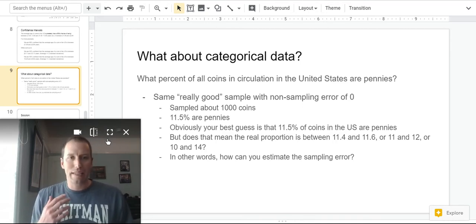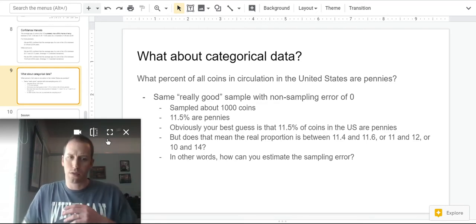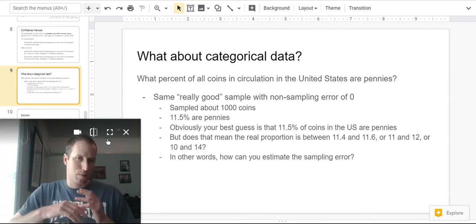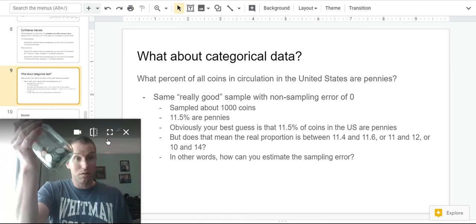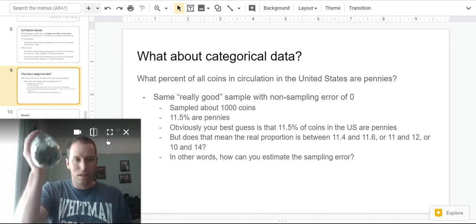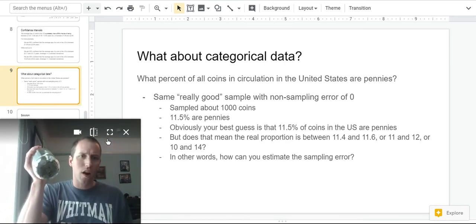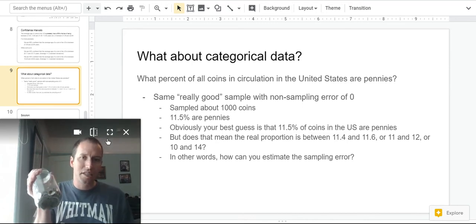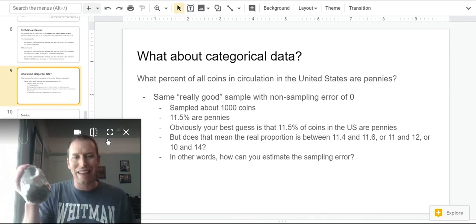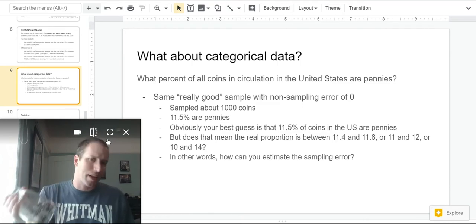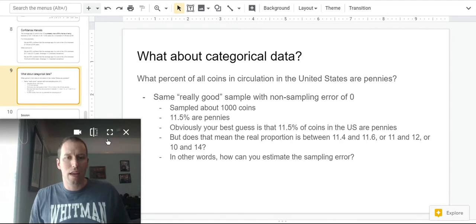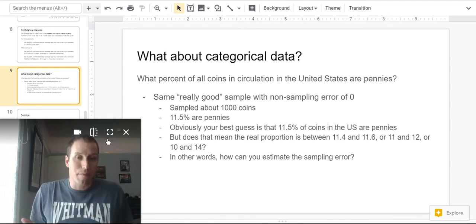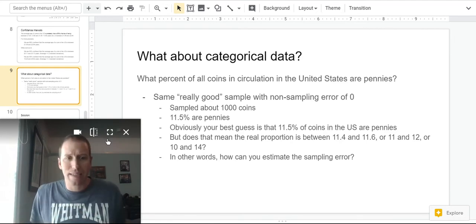Let's say we conduct that same really good sample with a hypothetical non-sampling error of 0, which is of course not possible, but again, let's just pretend we do. And we've got this sample of, let's pretend, 1,000 coins here that represent all the coins across the country. And let's say of those 1,000 coins, 11.5% are pennies. So again, my best guess for how many coins in the US are pennies would be 11.5%. That's the best guess I can make.